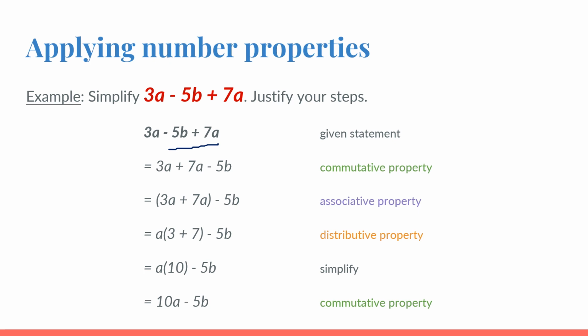So 3a plus 7a, these two terms are called like terms, and they can be combined using the associative property. And then 3a plus 7a is equivalent to a times 3 plus 7 because a is the common factor in each term. And simplifying 3 plus 7, that gives us 10a minus 5b. And this is again by commutative property.